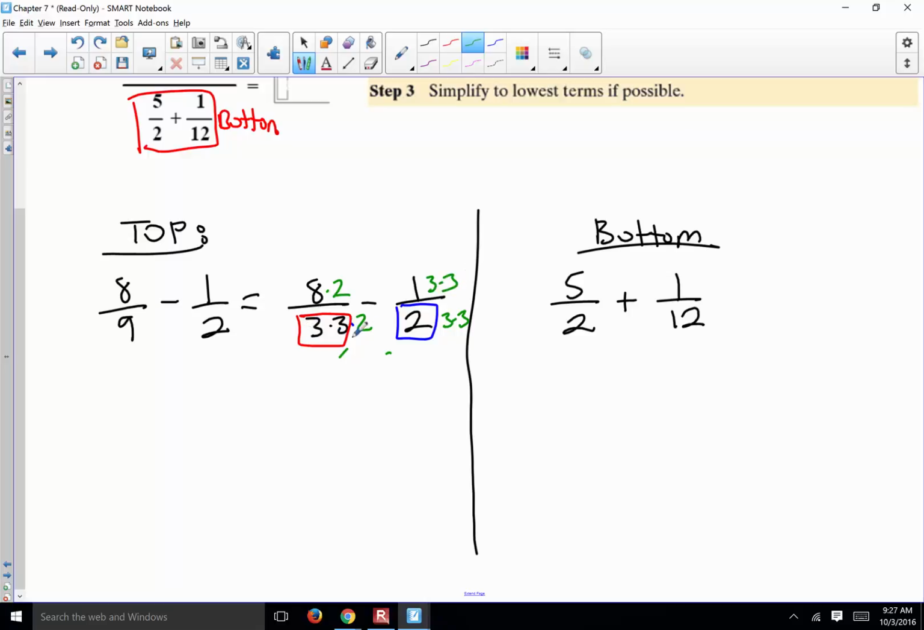Since there is no match, you could keep 3 and 3 as 9. I broke 9 into 3 and 3 for the sake of maybe there's something matching, I can overlap them. But they didn't match. You can keep this as 9 if you wish, but it's no harm if you break it into 3 and 3. That's fine. 8 times 2 is 16. 9 times 2 is 18. 1 times 3 times 3 is 9. 2 times 3 times 3 is 18. Look, they matched.